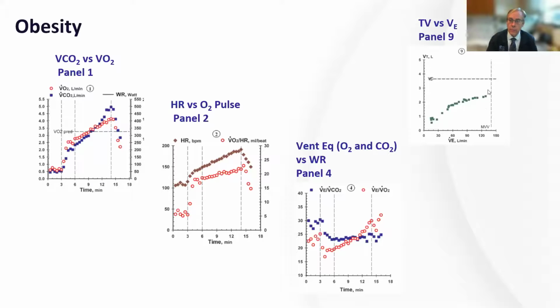Actually, this person is very close to their MVV as well. And sometimes you'll see that in athletes as well, that they get very close to their MVVs because they're highly motivated. So this would be very characteristic of obesity.